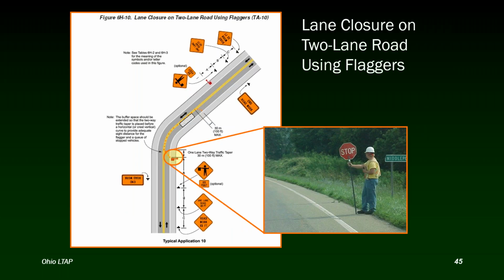And then we have the flagging operation. And so it's typical application number 10. You need to memorize that number because it's probably going to be on a quiz, but typical application number 10 is very important. Plus, we're going to talk about flagging in detail in our next session.